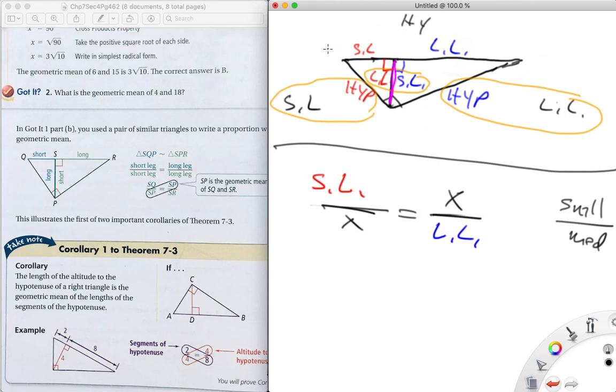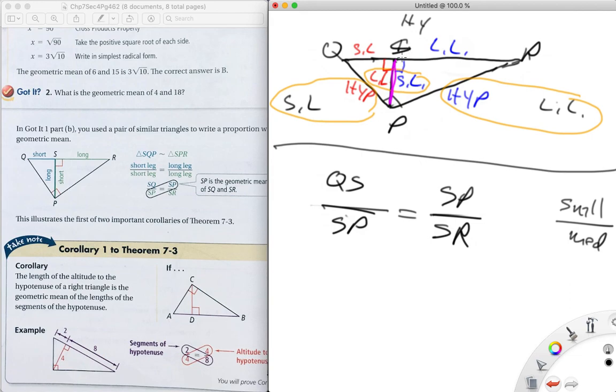Now, if we do this in terms of the letters Q, S, P, R, the short leg we can say is QS. The long leg here is SP, and the long leg over here is SP. They're the same, and then this would be SR. Small to medium. Okay, and that's the geometric mean of the altitude.